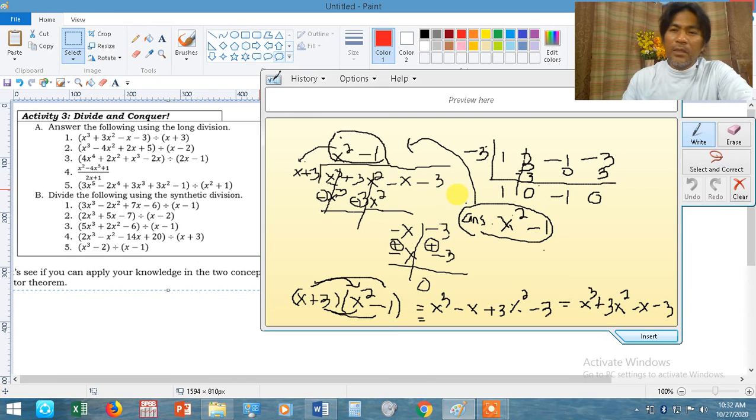So that is how important synthetic division is. It is very simple. Okay.